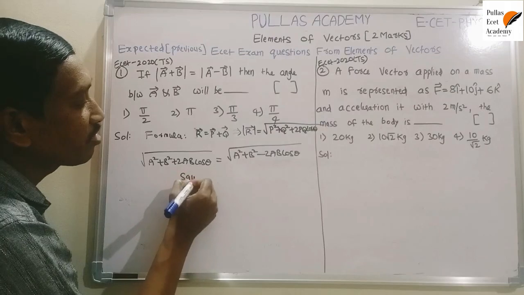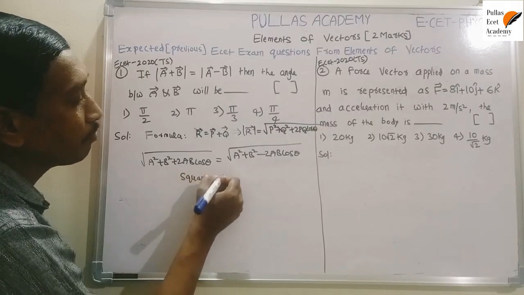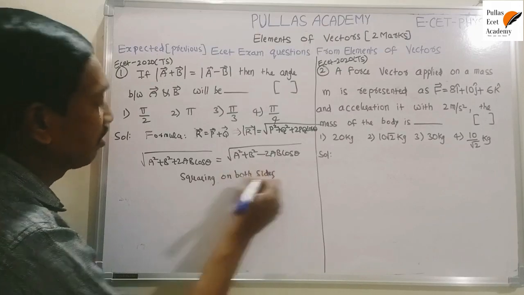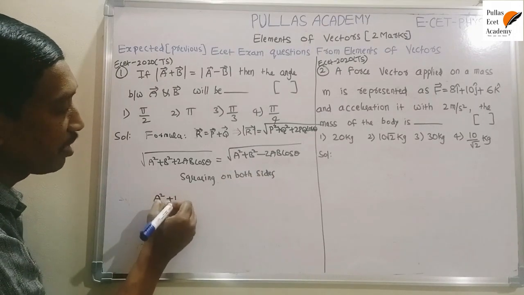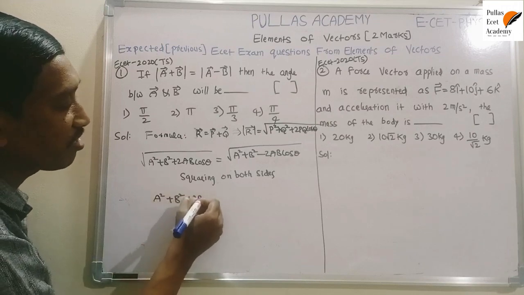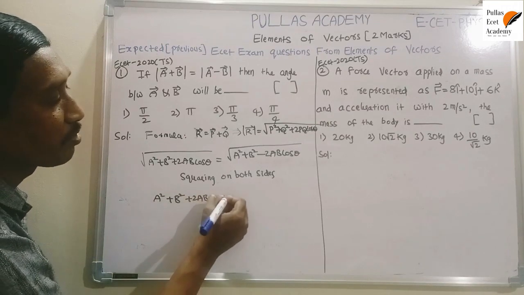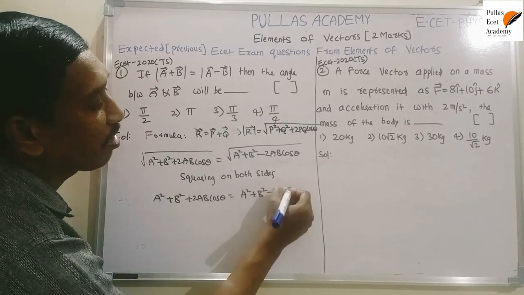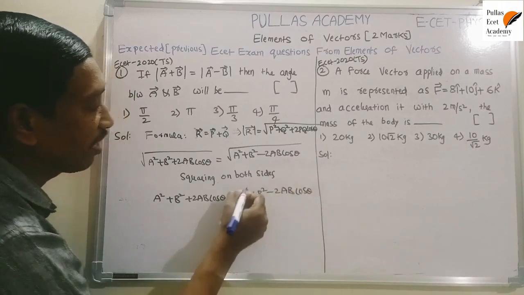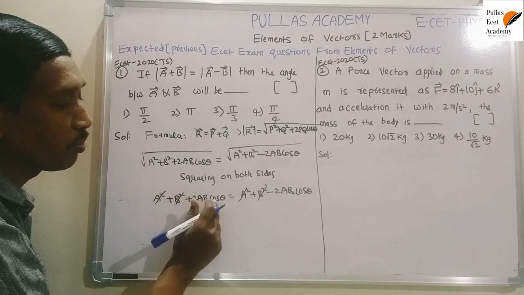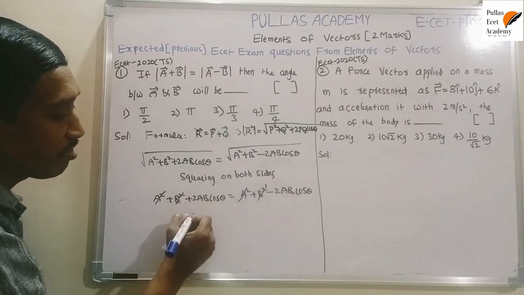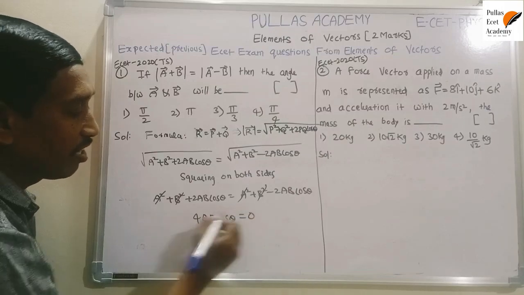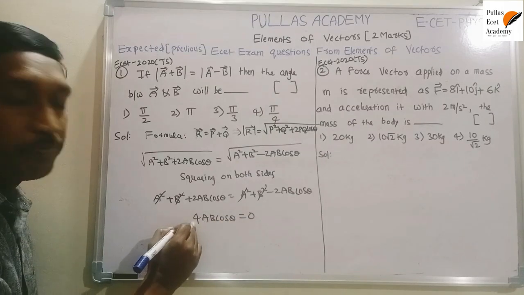Squaring on both sides, we get a square plus b square plus 2ab cos theta. Squaring on both sides here also, you get a square plus b square minus 2ab cos theta. After simplification, a square and b square cancel. Shifting minus 2ab cos theta to the left side, totally 4ab cos theta is equal to 0. Here 4 is a non-zero digit. It is not equal to 0.